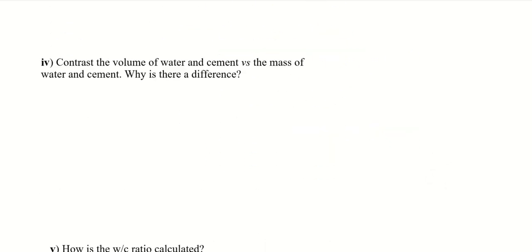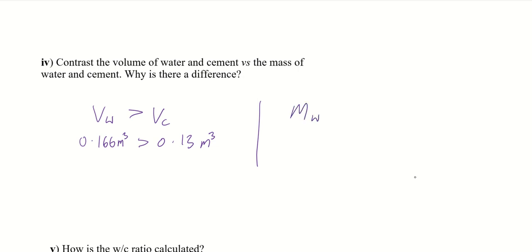Okay, let's have a look at part 4. So part 4 asks you to contrast the volume of water and cement versus the mass of water and cement. So we notice that if we look at volumes, the volume of water is larger than the volume of cement. Remember, the volume of water that we calculated was 0.166 meters cubed. That's larger than 0.13 meters cubed. Now, if I were to look at mass, it's the other way around. Mass of water is less than mass of cement.